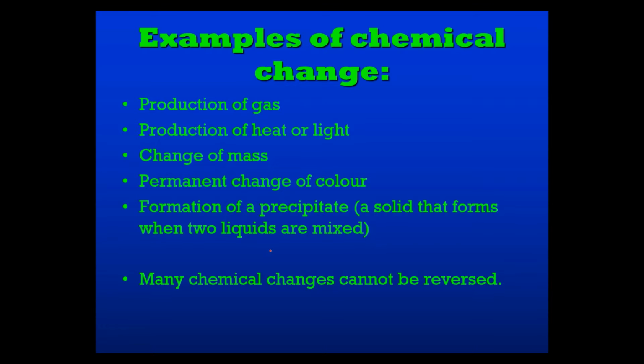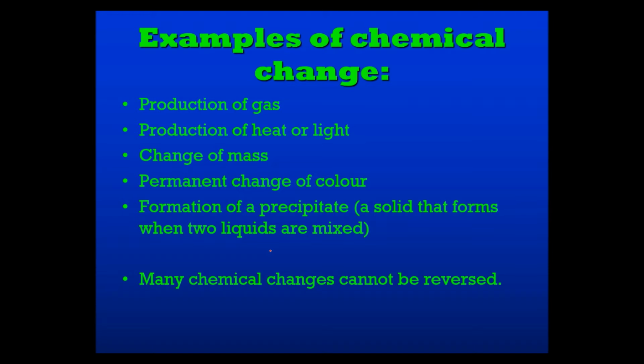Formation of a precipitate. Now this is something that only happens when we're working in liquids with solutions, and it's when you form a solid when 2 liquids are mixed. Now the other thing about chemical changes is they can't be reversed. So it's reasonably difficult to turn magnesium oxide back into magnesium. It's hard to unfry an egg, which is another example of a chemical reaction.